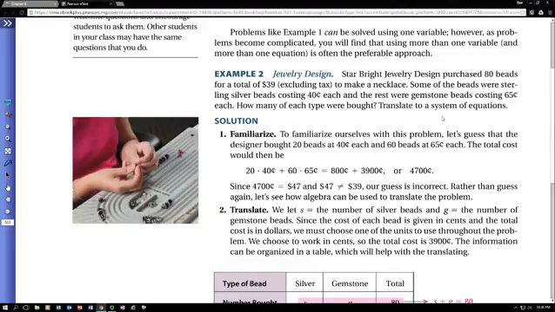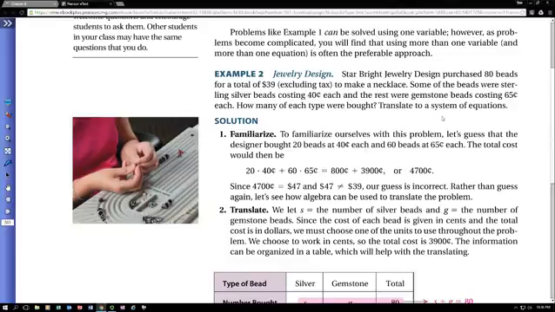It says familiarize. To familiarize ourselves with this problem, let's guess that the designer bought 20 beads at 40 cents each and 60 beads at 65 cents each. The total cost would be, and they put that in there, 20 times the 40 cents and 60 times the 65 cents, which is 800 cents plus 3,900 cents, or 4,700 cents or $47. Well, according to what they just told me, that's too high. I need to guess and check.